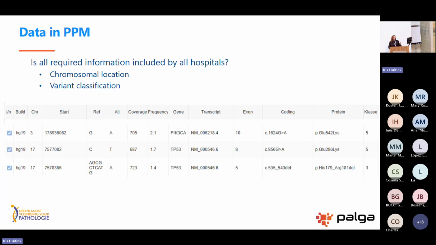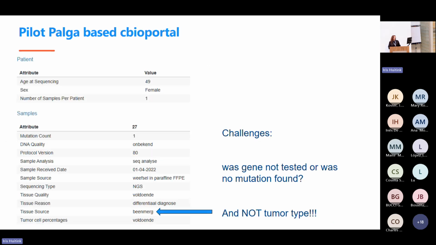This is currently a table with information that we do import in cBioportal. So all this information is gathered, or is there. So the chromosomal location, the variant classification. But the question is, are all labs filling out all the fields? So that's something we need to make sure that that happens.